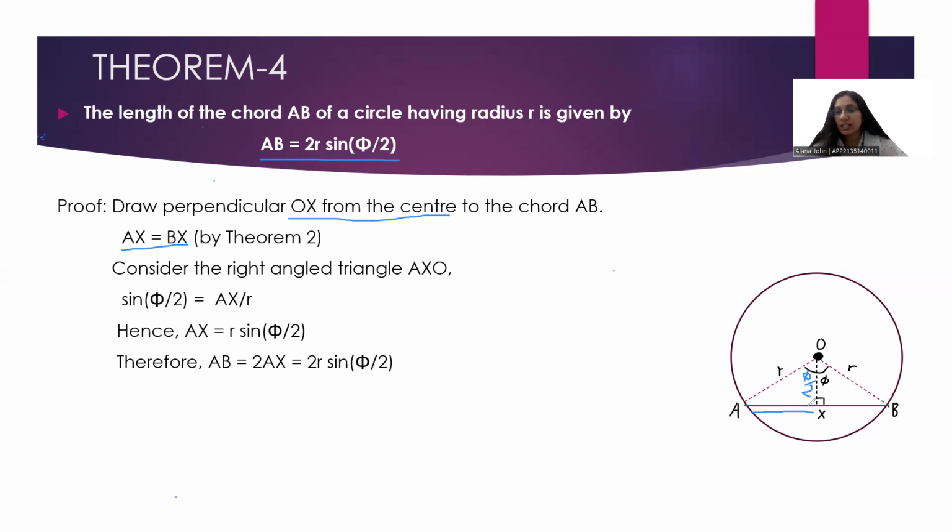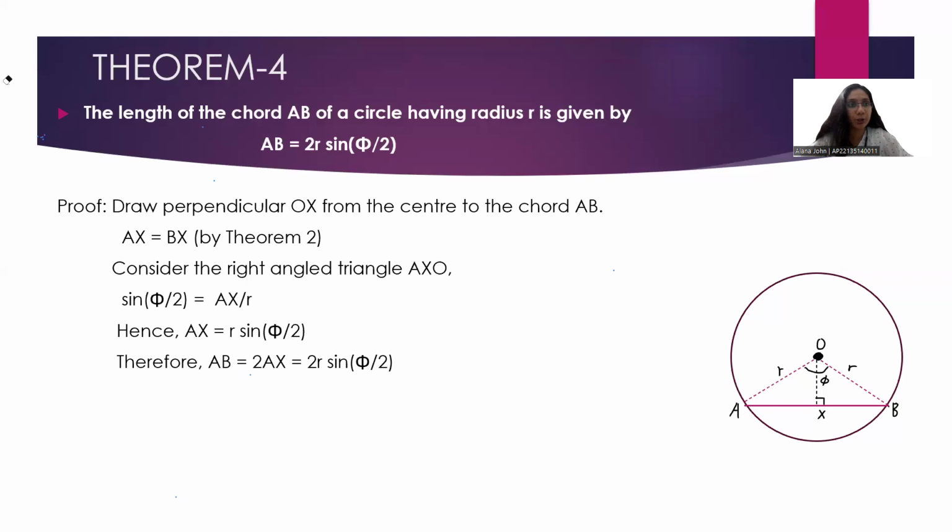But AX is just the half portion of the chord AB, right? So the chord AB will be twice of AX, which will be 2R sine phi by 2. Thus, we have obtained the formula for finding the length of chord AB, but this formula is valid only if the radius of the circle is known and also the angle subtended at the center by the chord AB is known. Then we can apply this formula. Is this theorem clear to you?